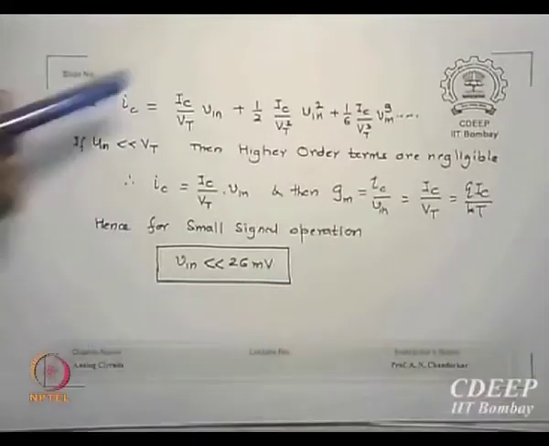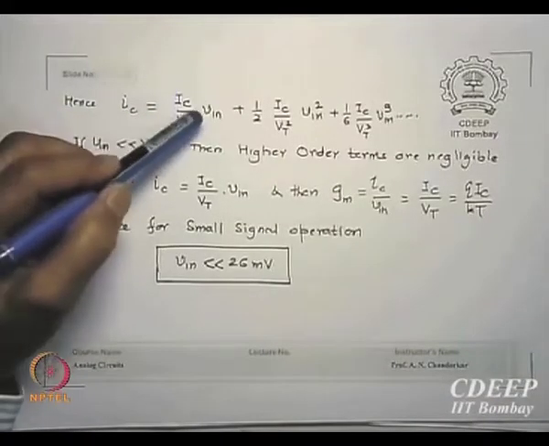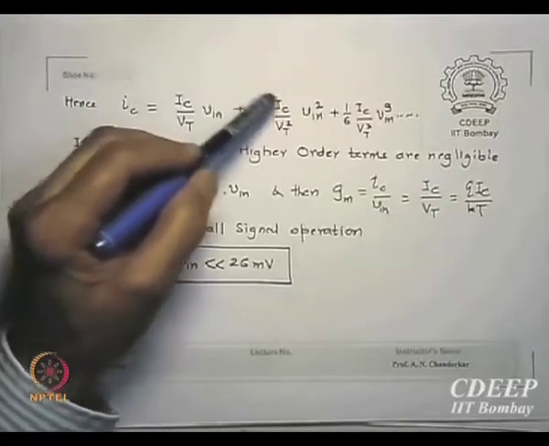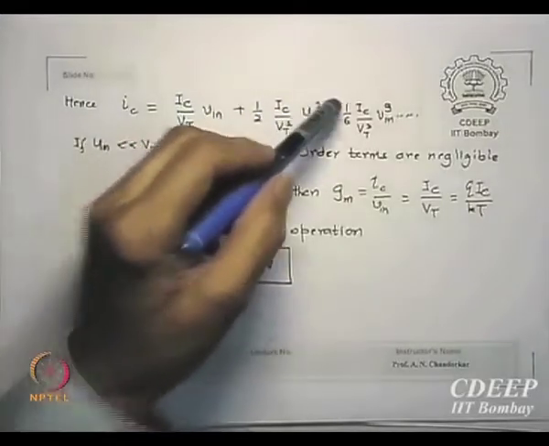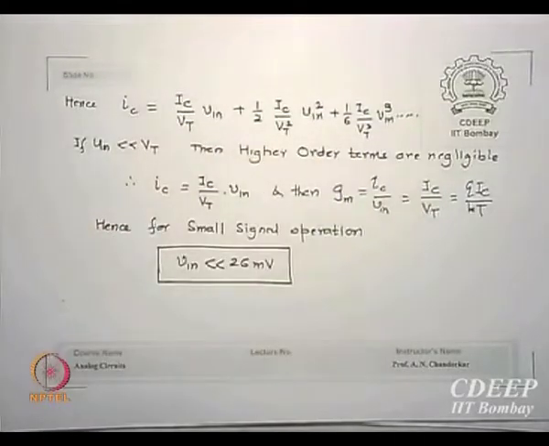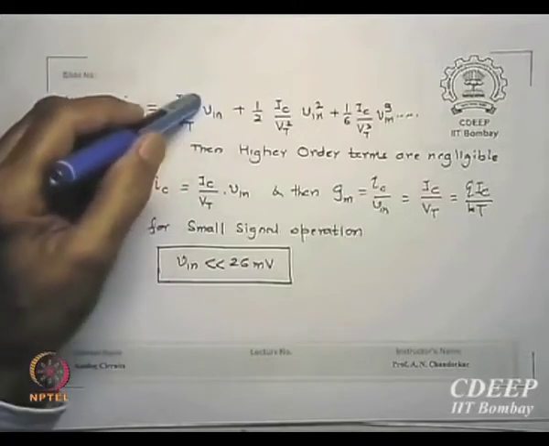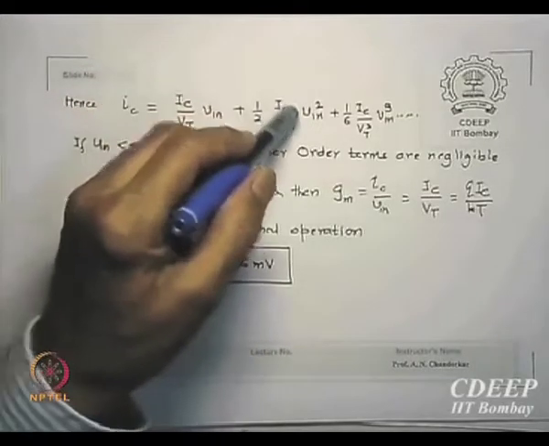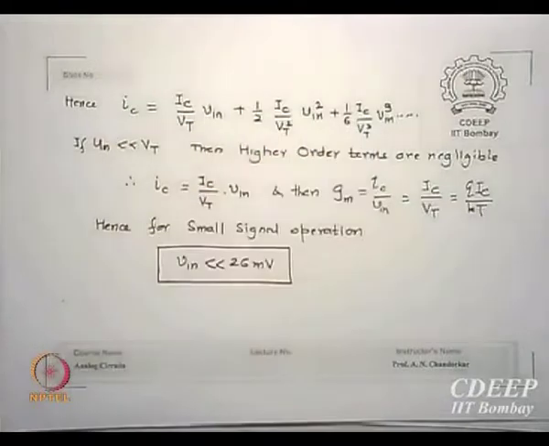I get ic is equal to IC by Vt times Vin plus half IC by Vt square Vin square plus 1 by 6 IC by Vt cube Vin cube and so on and so forth. Is that clear? AC current, how many terms am I getting? First is the major term, which is the first order term. This is the second order term. This is the third order term, and there will be nth order terms.